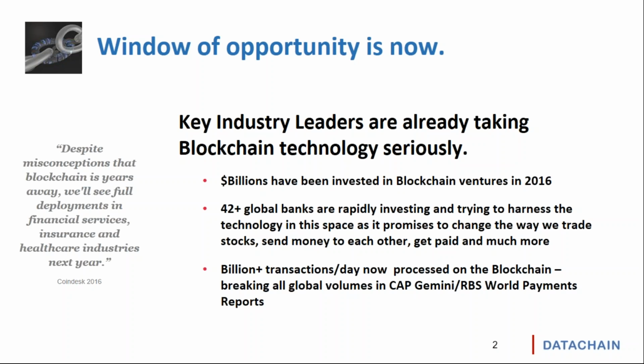I'm aware of at least one major bank and one community bank that are utilizing blockchain-based real-time payment systems and looking for white label solutions for that. So I already see this quote coming true. 42 of the major global banks have been involved in proofs of concept for over a year now, many of those successful, some not. And billions of transactions a day are now processed on the main blockchain, blockchain 1.0, the Bitcoin blockchain.